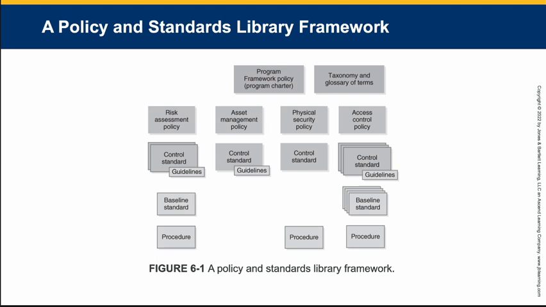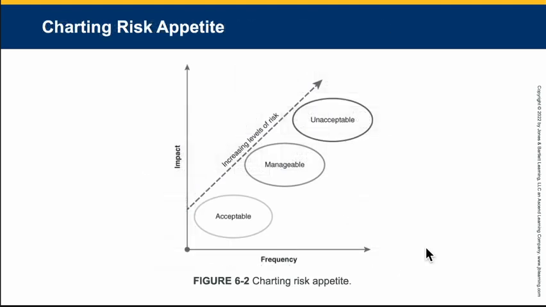And next we take a look at charting risk appetite. So we mentioned earlier, this is basically a graph, impact versus frequency, and in the middle we have manageable, and as the frequency and the impact increase, that's where the unacceptable level is, as compared to the acceptable level, which is down below.